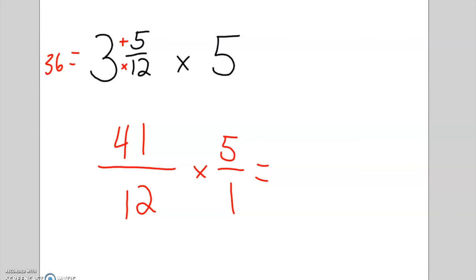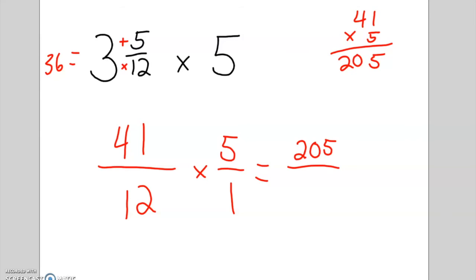Okay, so I'm going to write down 41 times 5 up here. 1 times 5 is 5. 4 times 5 is 20. So 205. And then 12 times 1, just multiply straight across, is 12. All right. Unfortunately, we can't leave it like this, so we have to divide.